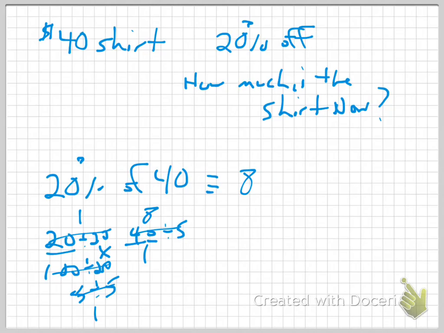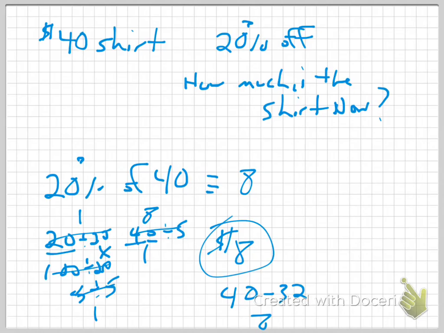Is that the answer? If you gave me $8, I would mark you wrong. Why? Is that what I asked? Did I ask you how much off it was? What was the question? How much is the shirt now? So then what do I have to do? If it's $8 off, $8 off of what? 40, the original price. How much is the shirt now? 32, right? 40 minus 8 is 32. That's our new price, right? Makes sense?